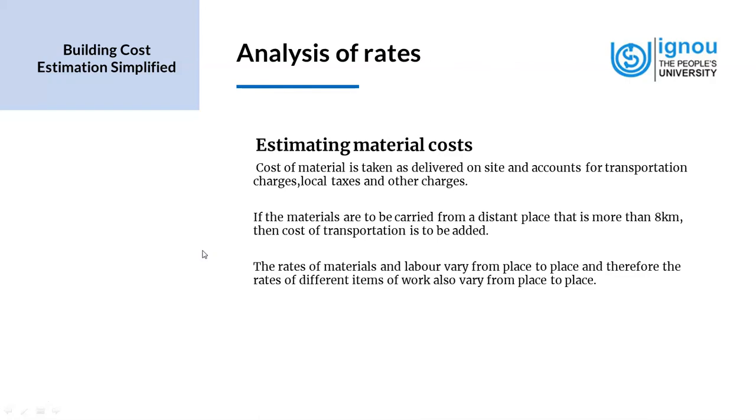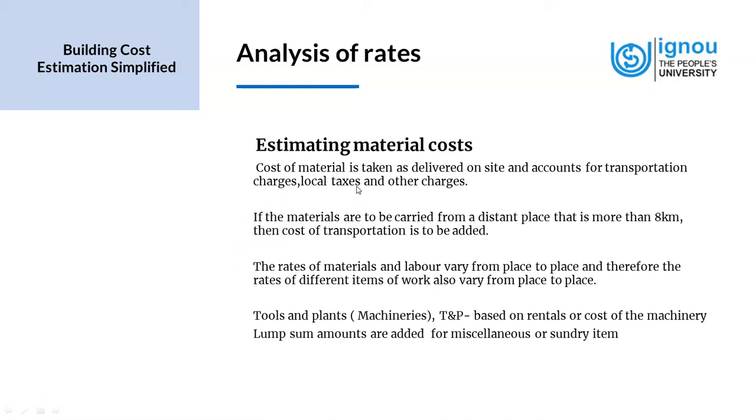The rates of materials and labor vary from place to place, and therefore rates of different items of work also vary from place to place. Tools and plants, which is another name for machineries and denoted as T&P, are usually based on rentals or cost of machinery. Lump sum amount items are added for miscellaneous or sundry items.